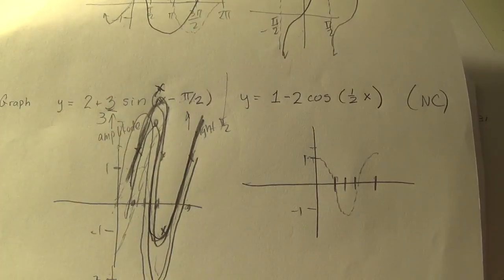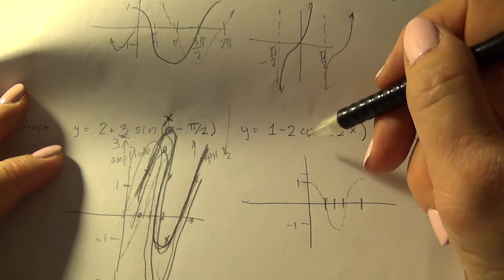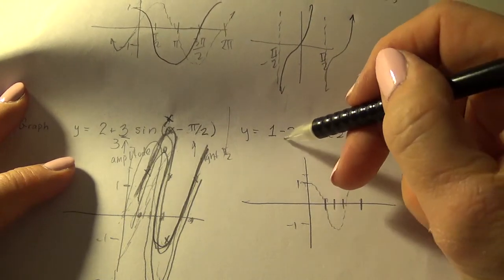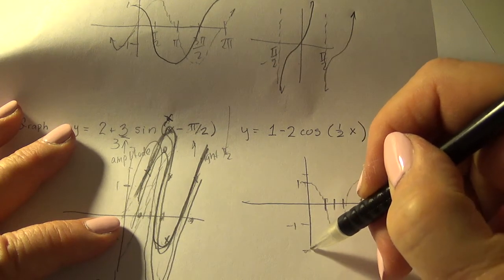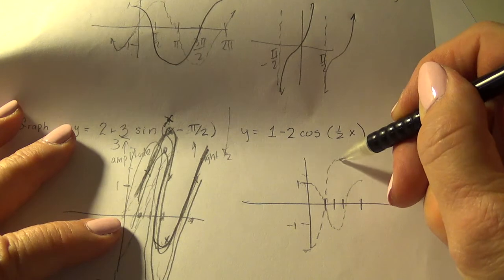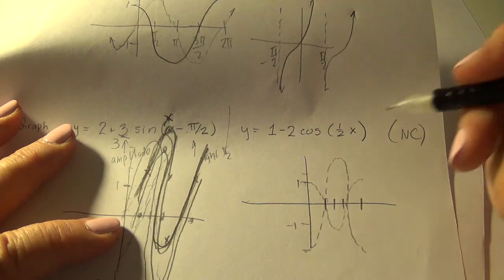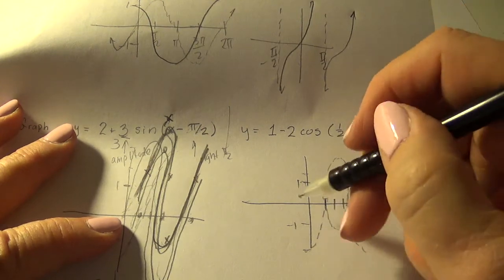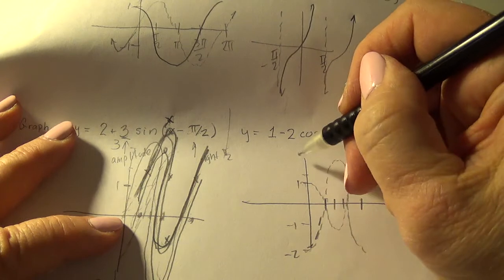Alright, now this 2, again, changes the amplitude. It's going to go up to 2 and down to minus 2, but the negative is going to flip it upside down. So it's going to go like this. You see I flipped the cosine and stretched the amplitude from negative 2 to 2.